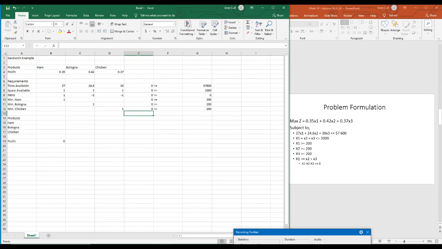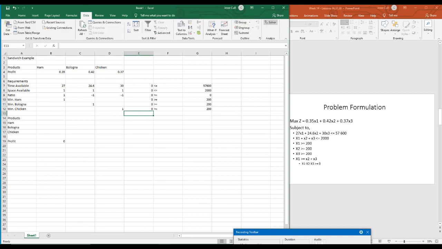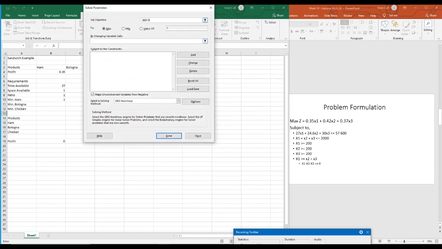So we click on data. We go into solver. Our ultimate goal is found in B19. We're trying to maximize by changing the cells B15, 16, and 17. 3 variables, 3 cells. Simplex LP as always.